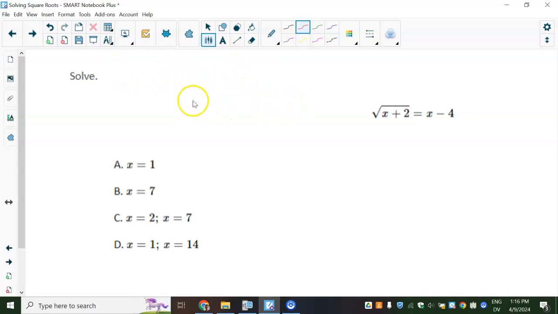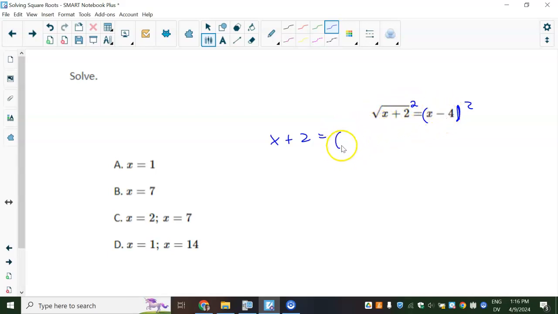If you feel like you got this, you can try it. If not, you can watch the first one and then maybe try some of the later ones. But the idea of solving is, with a root, you're going to square both sides to get rid of it. So here, I'm going to square both sides, and then on the left, it just cleans up nice and pretty. It just becomes x plus 2, right?